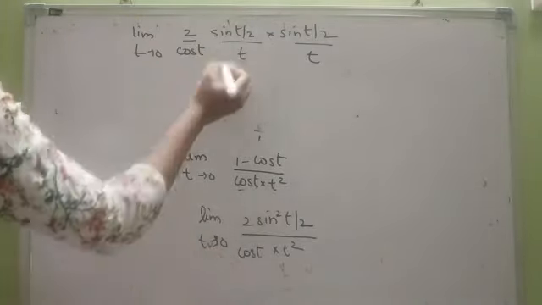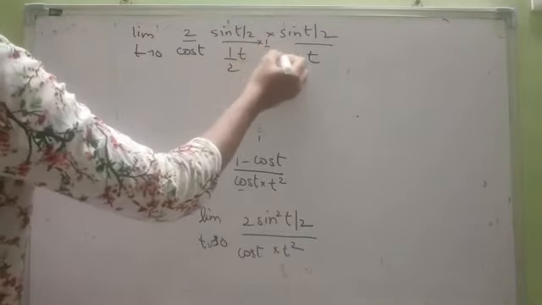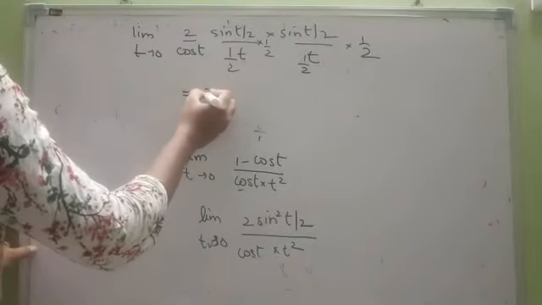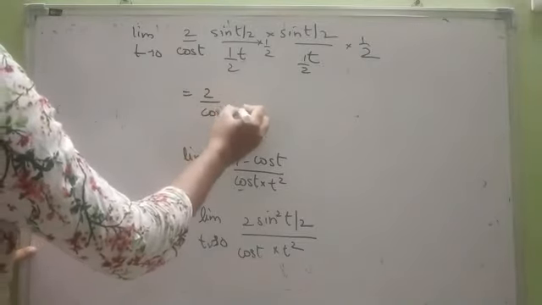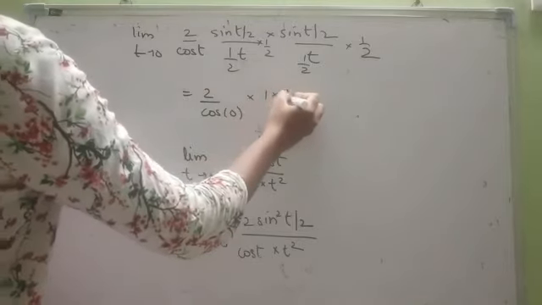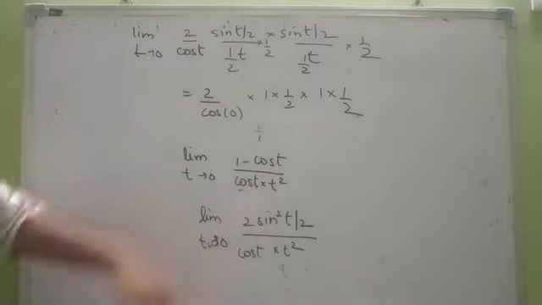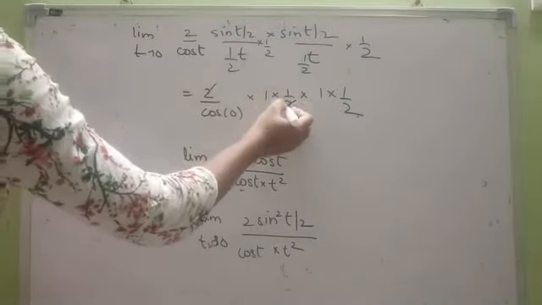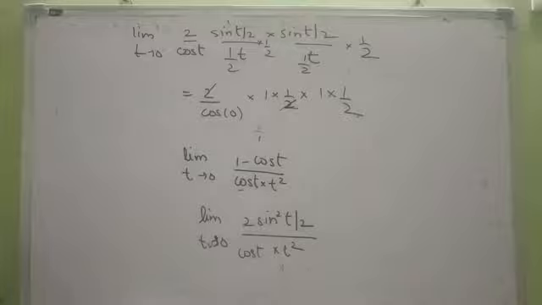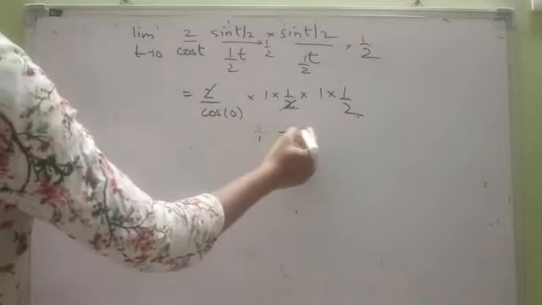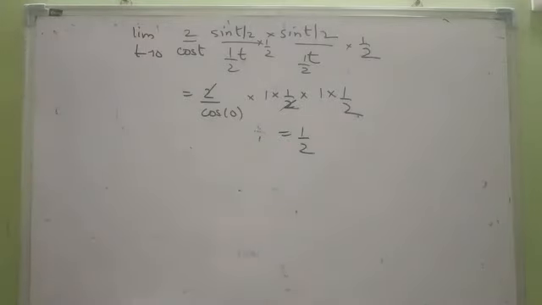Now what is missing, you have to balance. So this will be half, half. Okay, so that will be 2 into cos 0, so this will cancel and cos of 0 will be 1. Okay, so this is anyways 1, so answer will be 1 by 2. So your right hand limit is 1 by 2.